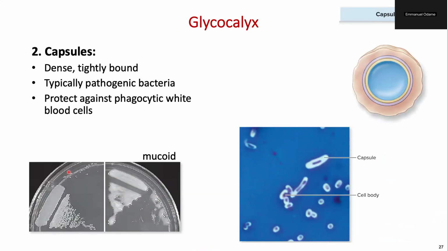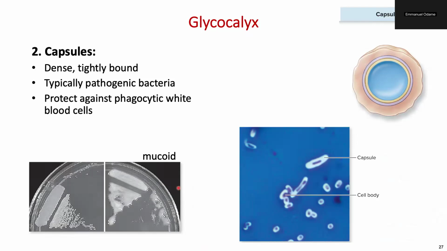In the next one is the capsule. So the capsule is denser compared to the slime layer and it's tightly bound and is typically found around pathogenic bacteria, and it protects them against phagocytosis or phagocytic white blood cells. So now instead of the first one protecting them from water, this time around what they are forming, which is the capsule, is protecting them from organisms attacking them. And an example is the phagocytic white blood cells.